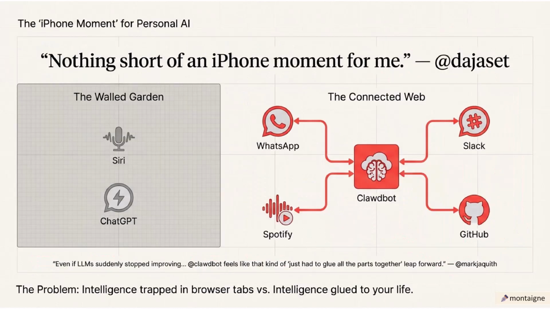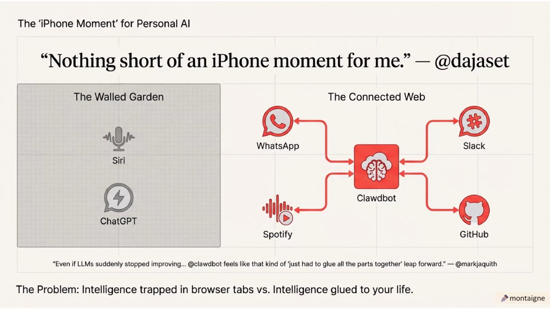Some call it the iPhone moment for personal AI. Why the viral explosion? It's because ClawdBot, JeanClawd, finally solves the walled garden problems shown on the left. Right now, your AI is trapped. You have Siri, integrated but limited, or ChatGPT, brilliant but isolated in a browser tab. JeanClawd is the glue. It doesn't force you into a new interface. It pipes the LLMs directly into the protocols you already are using, like WhatsApp, Slack, GitHub, Spotify. And it is an iPhone moment because it stops asking you to visit the AI and it finally brings the AI into the context of your actual life.